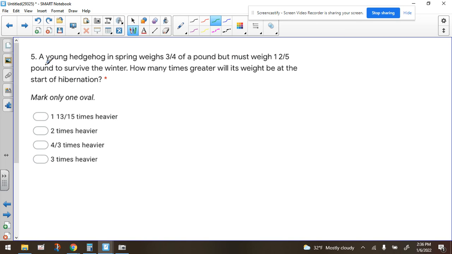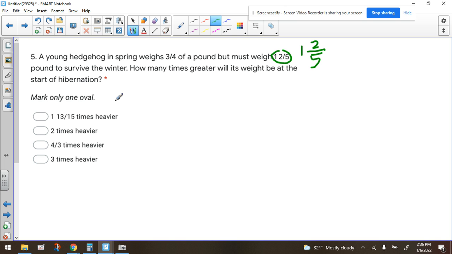Hey everybody, we're looking at number 5. A young hedgehog in spring weighs 3/4 of a pound, but must weigh 1 2/5 pounds to survive the winter. Let me just write that this way because that looks a little bit confusing. How many times greater will its weight be at the start of hibernation?